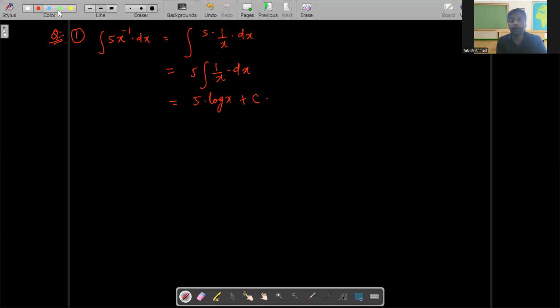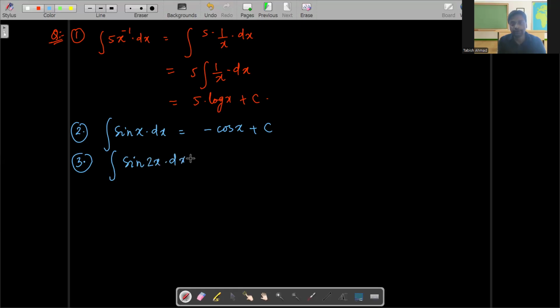Now I'm going ahead, and I will tell you that we have another very simple question. What is the integration of sin x dx? I just wrote the formula and you will remember this: the integration of sin x is minus cos x plus c. Very great, that is done. But if I give you another question, what is the integration of sin 2x dx? What will be your answer? Think on this. Don't worry, I will tell you.